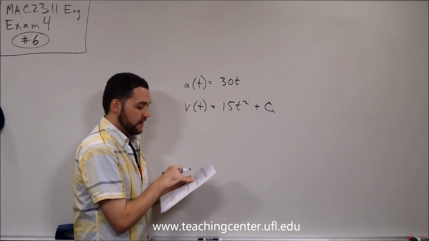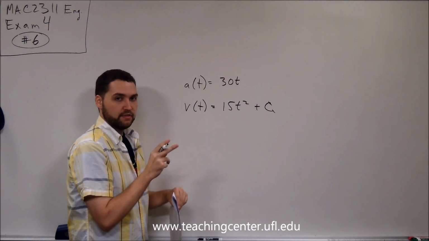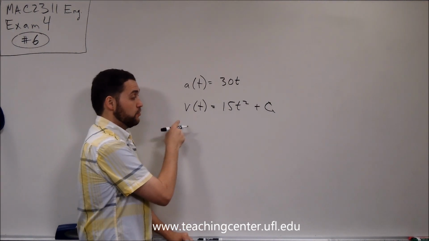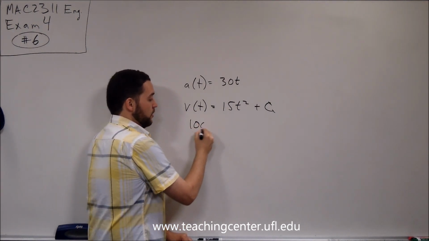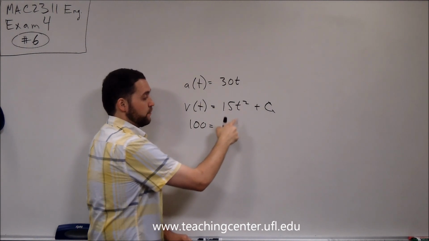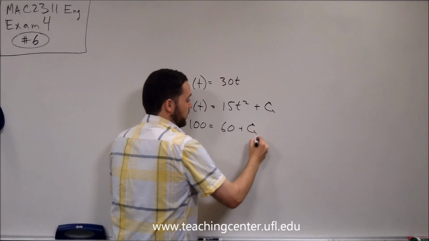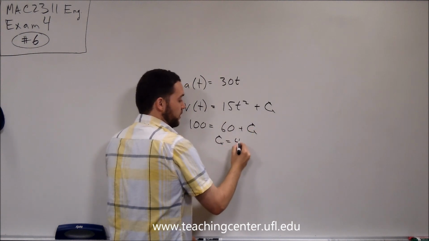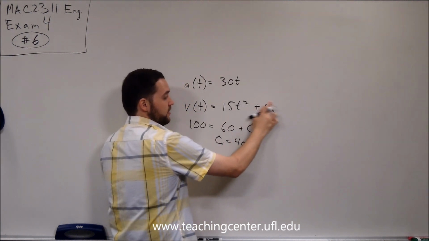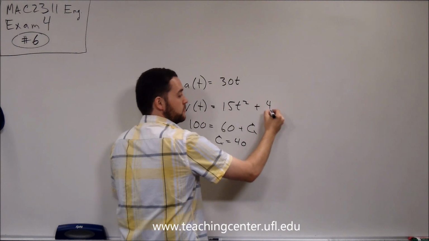They tell you that the velocity is equal to 100 at 2 seconds. So we can plug 2 into this and set it equal to 100. If we do so, you get 100 equals 2 squared is 4, then 4 times 15 is 60, plus your c. And therefore c is just going to be equal to 40. So instead of the c, we can just put a 40.